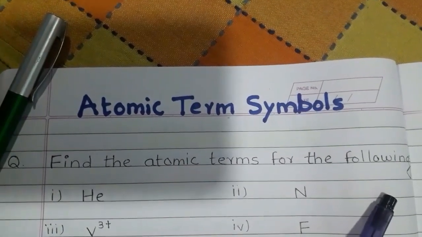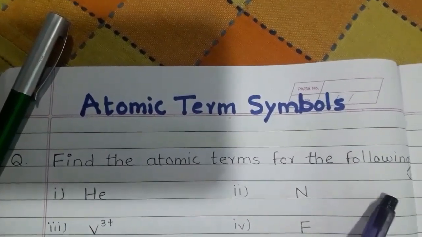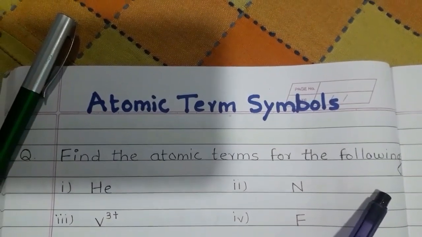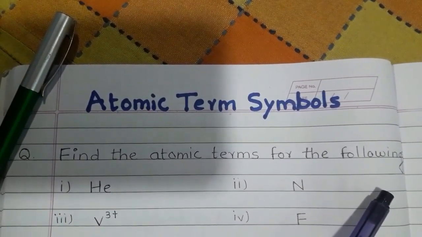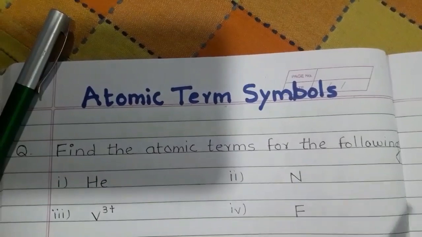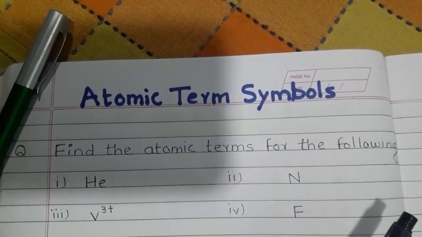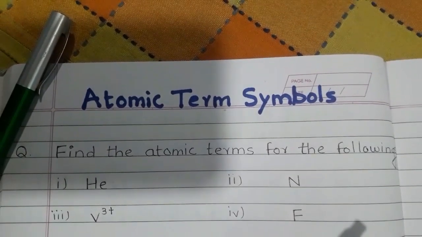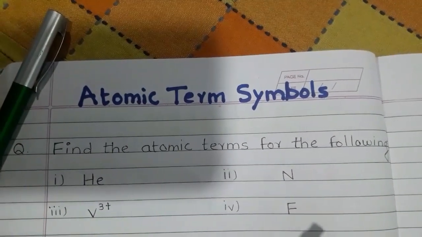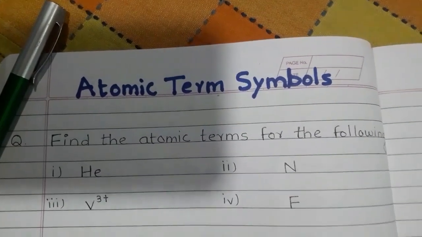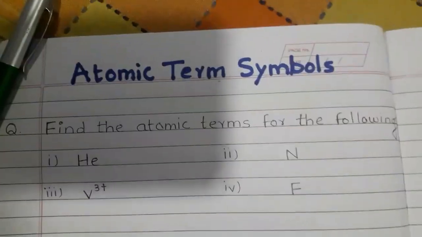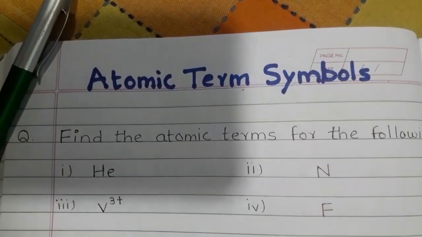In this video I have discussed randomly chosen elements from the periodic table. This may be in your question paper next year. So let's see how we can find out the atomic terms for the following elements. From this video you will come to know how you can find out the atomic terms of a given element. This video is going to give you a basic idea about how you can find out an atomic term symbol. Let's see one by one.